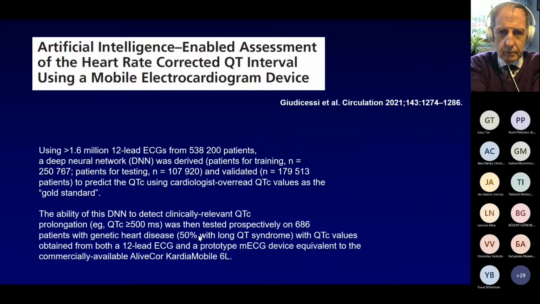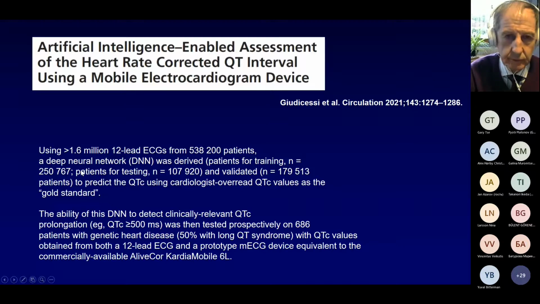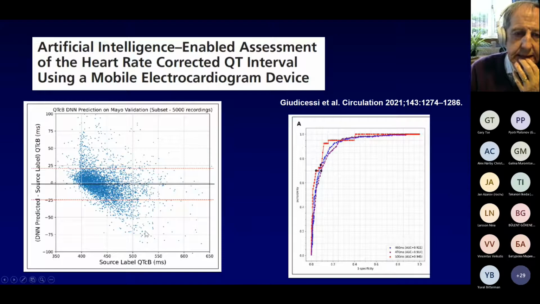Everybody nowadays is very interested in machine learning and artificial intelligence, and earlier this year, Dr. Ackerman from the Mayo Clinic group presented some interesting data. They used a prior library of ECGs of patients from Mayo Clinic, substantial numbers, as you see, 1.6 million digital 12-lead ECGs. They used a deep neural network, and they derived an algorithm to diagnose QT prolongation. Subsequently, they tried to validate this on about 680 patients with genetic disease, 50% of them with long QT, and they used the AliveCor KardiaMobile 6-lead version. And as they published some of these results, this is a comparison, this Bland-Altman plot, for prediction of QTc Bazett.